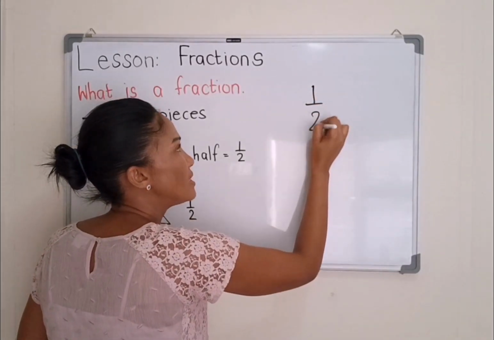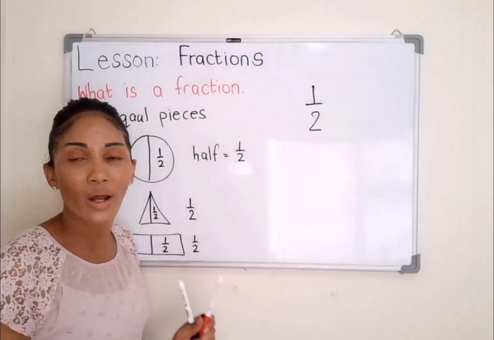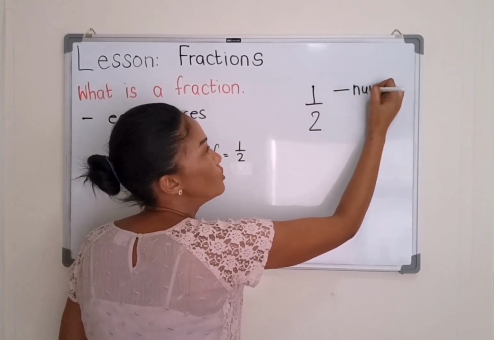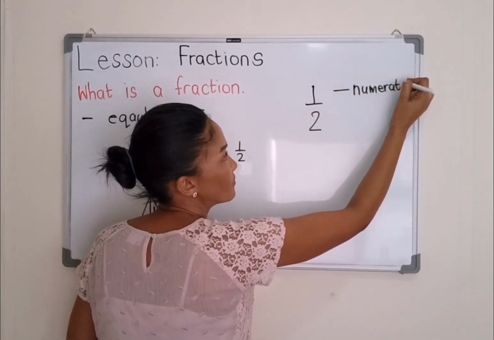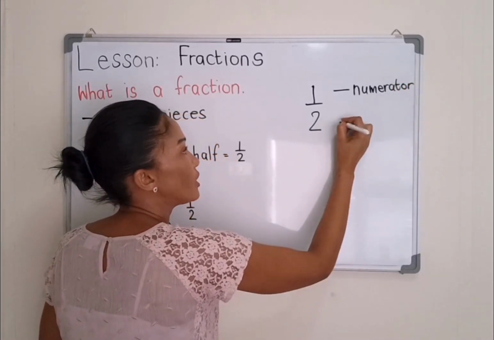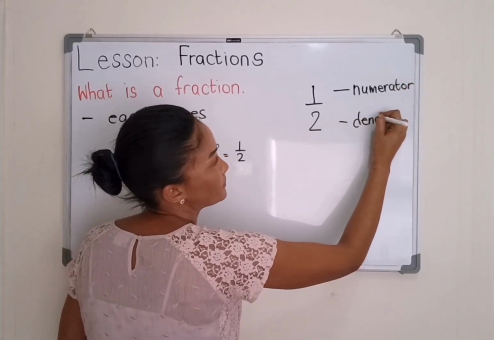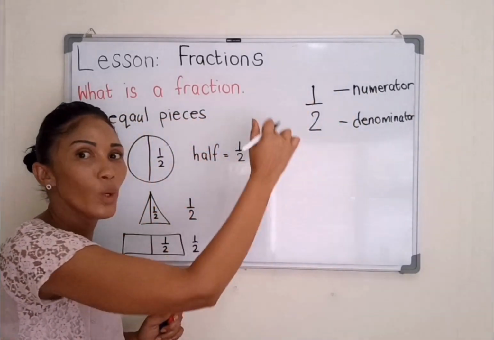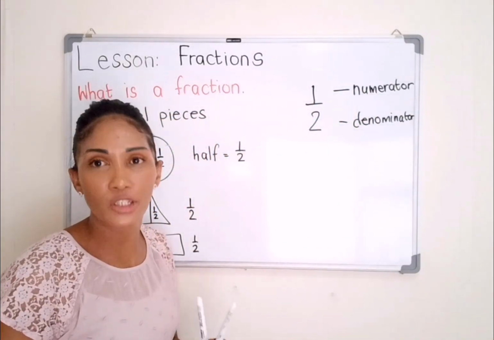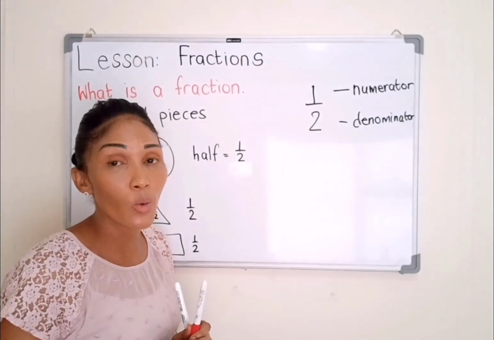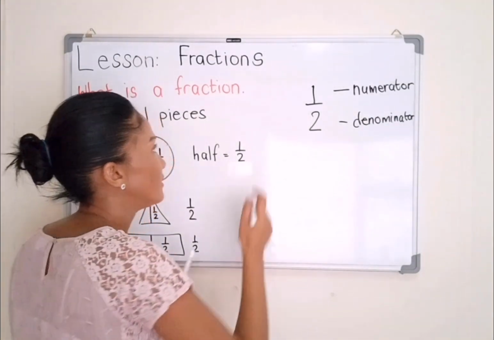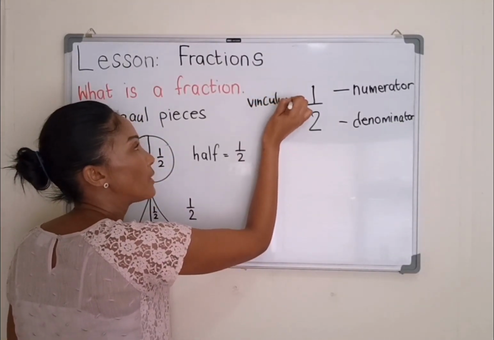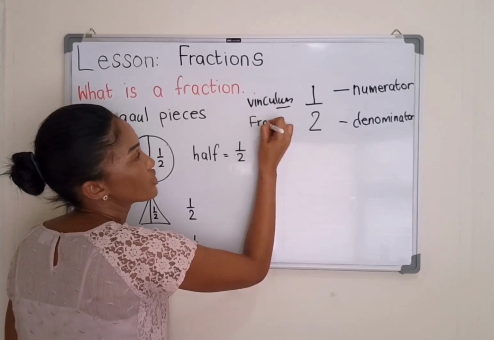What are the numbers, the digits? What do they stand for? The top one we call our numerator. And the bottom one we call our denominator. The line between the digits, we call that a vinculum. Another name we use is a fraction line. So it is called a vinculum, but it's easier for us to say it is a fraction line.